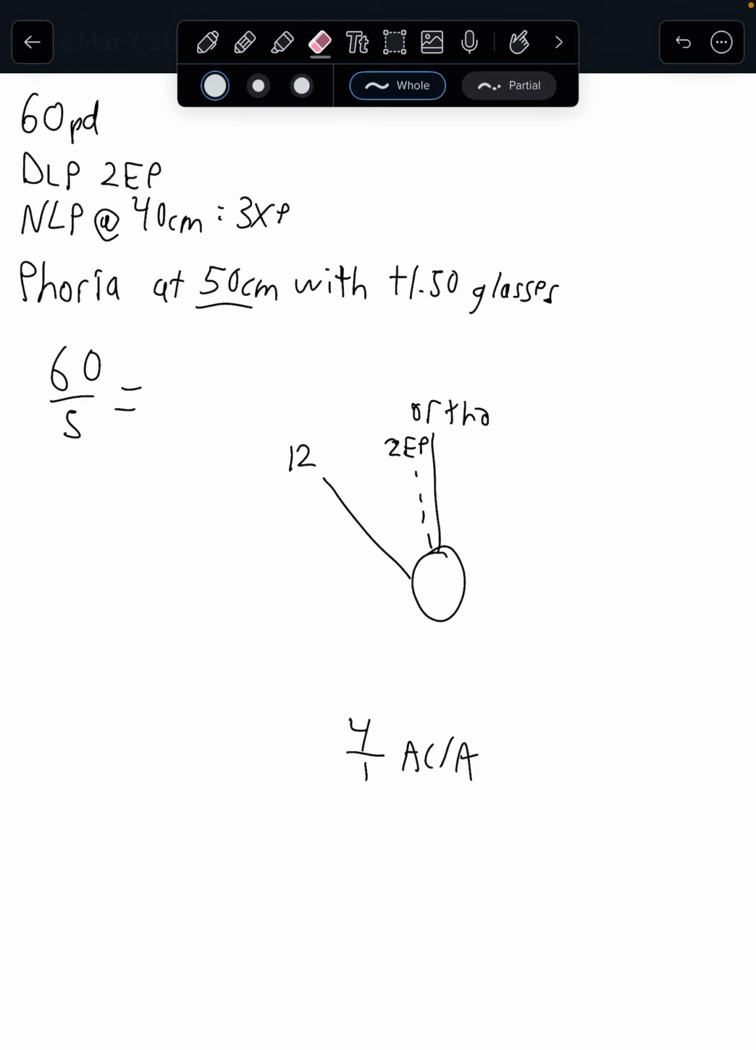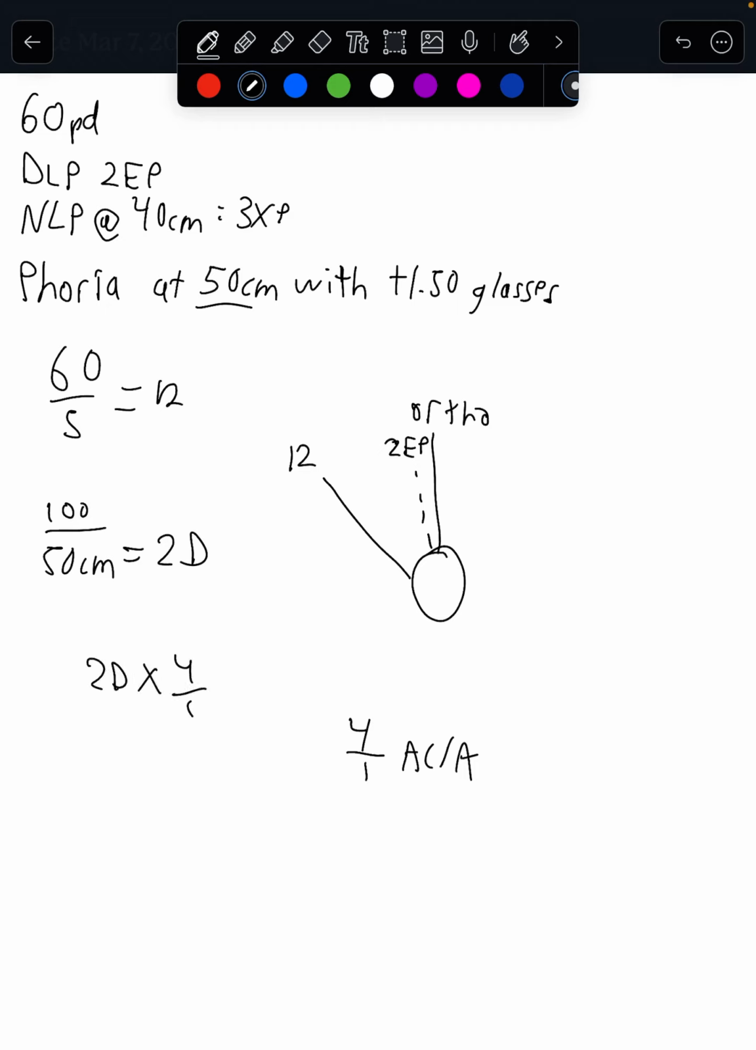All right. And so now normally we know that 50 centimeters is equal to 2 diopters. 100 divided by 50 equals 2 diopters. And so we usually multiply the 2 diopters by the ACA to see how much the patient converged. But the patient is wearing plus 1.50 glasses. So if they're looking at something that has an accommodative demand of 2 diopters, but they're wearing plus 1.50 glasses, plus 1.50 of those 2 diopters is taken care of by the glasses. So the patient themselves only accommodates 0.50 diopters.